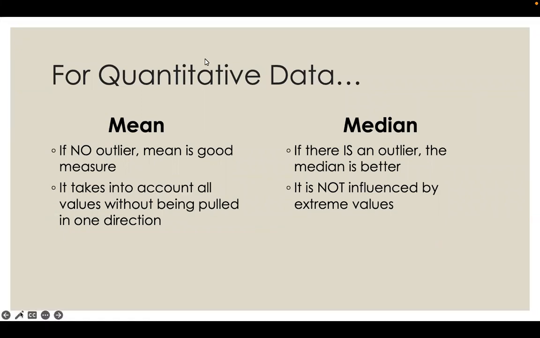So really pay attention to, is it qualitative or quantitative? If it's quantitative, do you have an outlier? If you can answer those two questions, you know what is the best measure of central tendency for the set of data you're playing with.